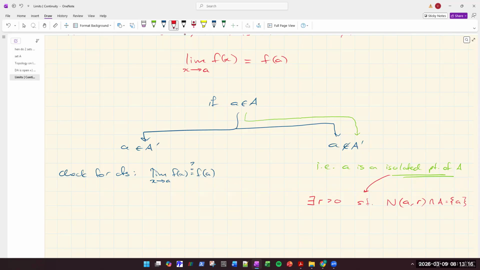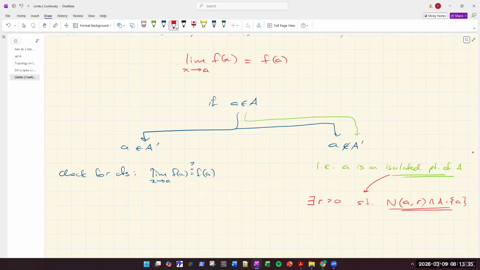It's the center, A. In other words, if a point belongs to a set and it's an isolated point of that set, it means you could put a neighborhood around it that only contains one point of A, that point.